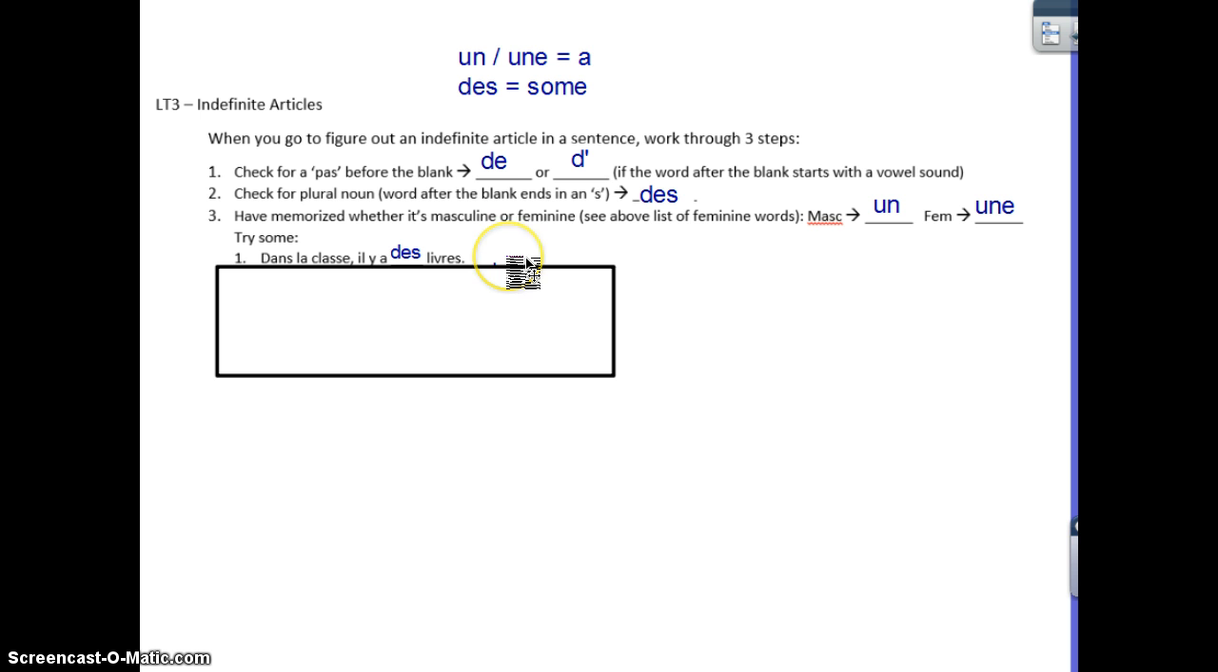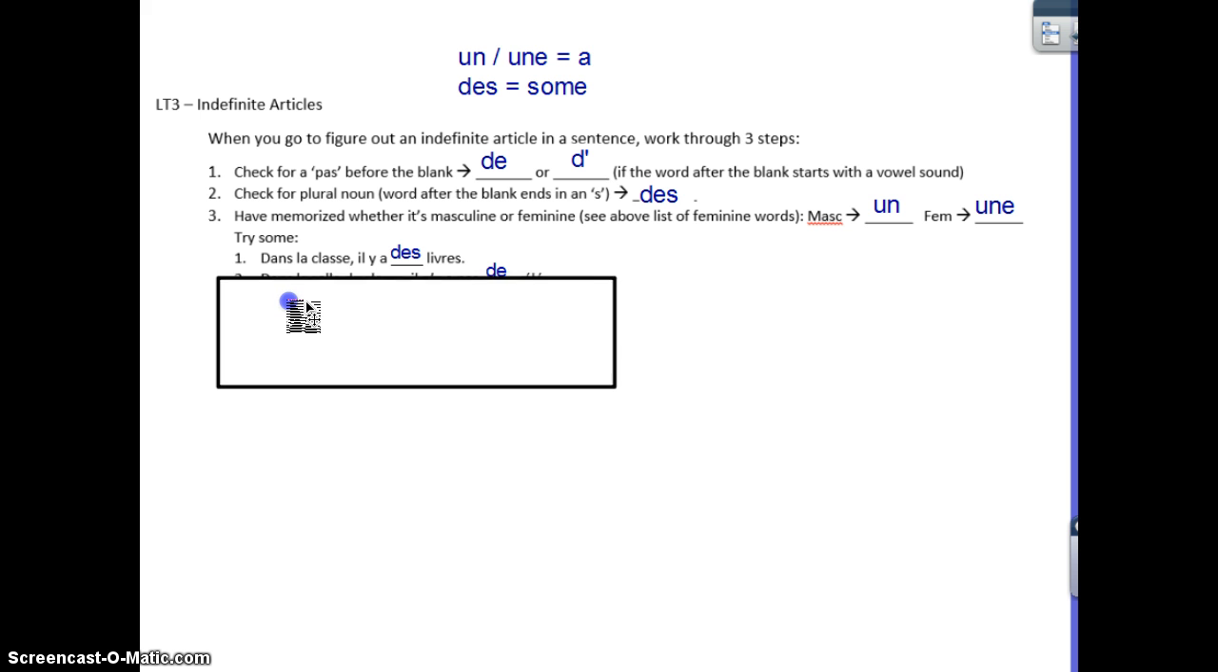That means it's books, plural. As soon as you know something is plural, it's got to be de. Doesn't matter whether it's masculine or feminine. So I stopped my line of questioning right there, wrote in de, and I knew I was good to go. This sentence means in the class or the classroom, there are some books, which is true.